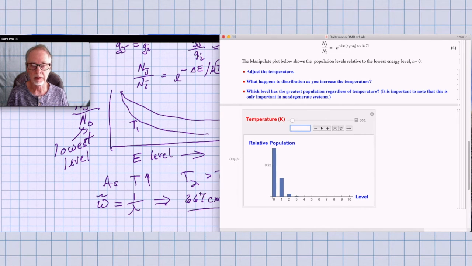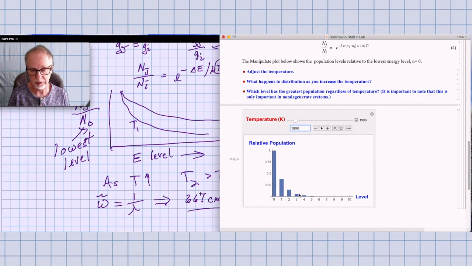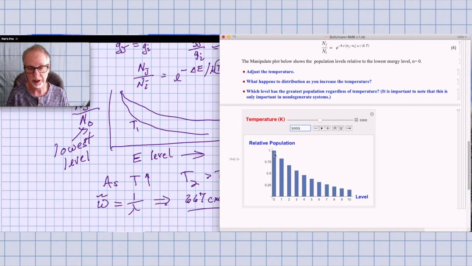Remember, we talked about what's going to happen as we change the energy: if we increase the temperature, we're going to start to see a shift in the population to higher levels. So if I change it from 500 to 1,000, for example, you begin to see more molecules populating these upper states, 3, 4, and 5. We can go higher. Again, the general shape is exponential, but you see a greater population in the upper levels as we increase the temperature.